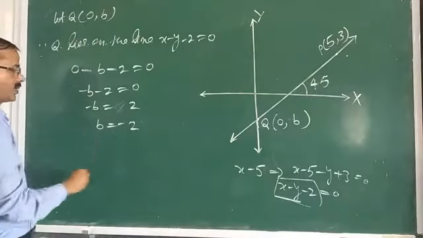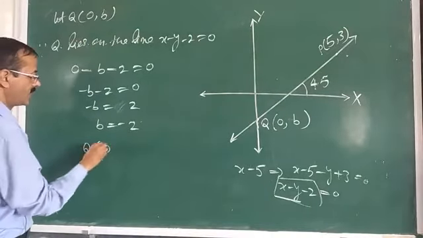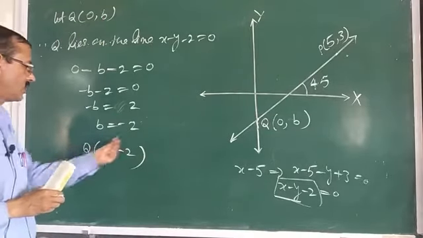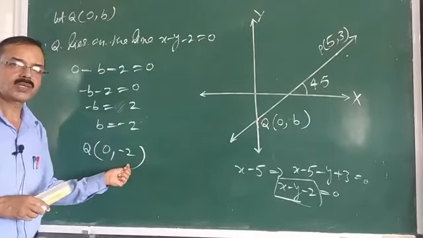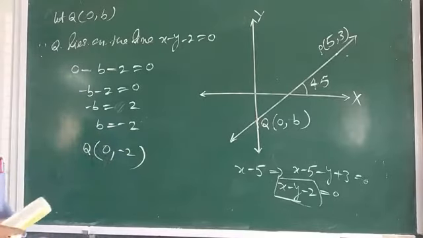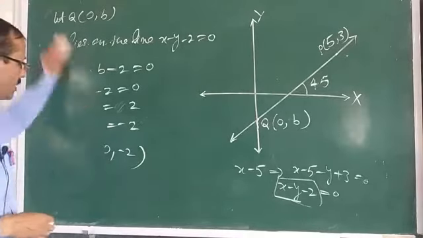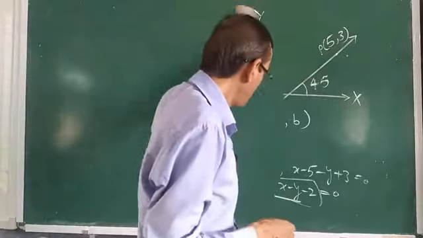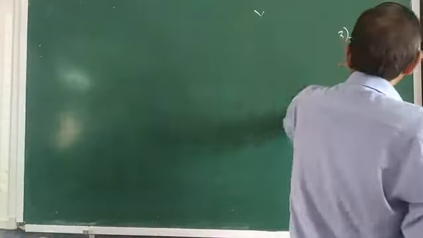So B is minus 2. It means the coordinate of Q will be (0, minus 2). So this was the required answer of the given question. Now take one more question from the exercise. Very good question.